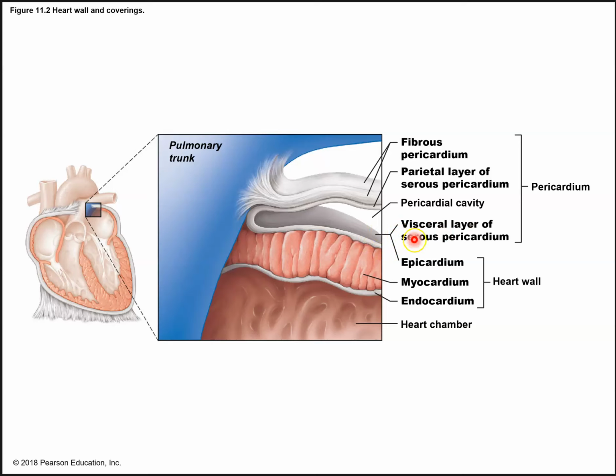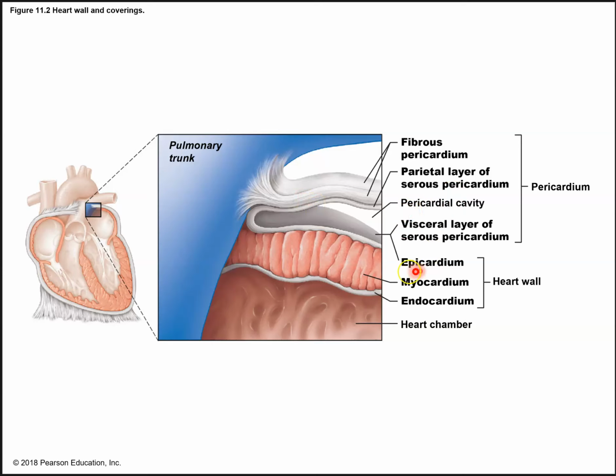Now, the visceral pericardium, like I said, is both the inner layer of the pericardium and the outermost layer of the heart. Now, this pericardial cavity is continuous with the outer layer of the heart, which we call the parietal layer of the pericardium.